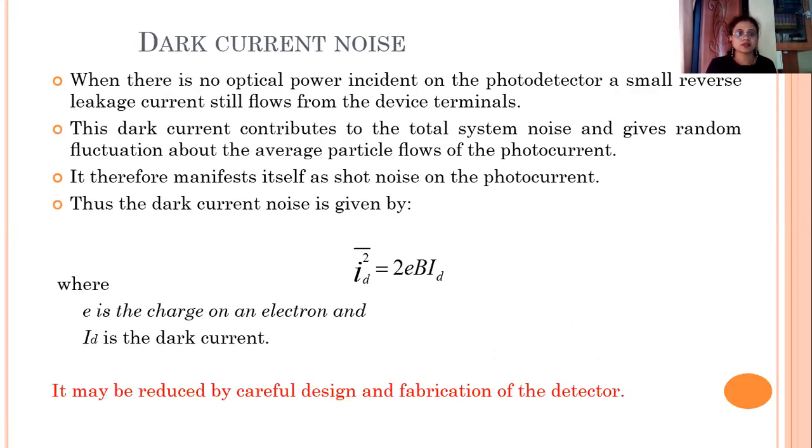Then comes the dark noise. Now, we know very well what a dark noise is. It can be written as 2 into e into beta into ID, where of course ID is the dark current. This noise, as can be seen, is proportional to the dark current. It can be minimized, as I said, by careful design and fabrication of the detector.